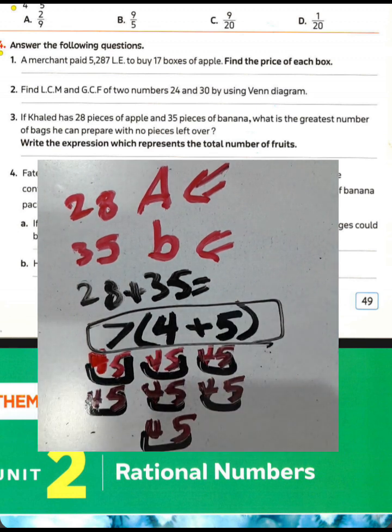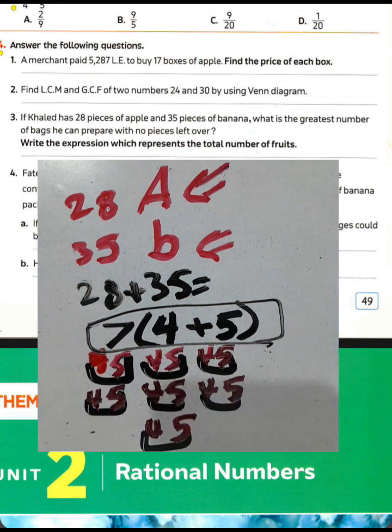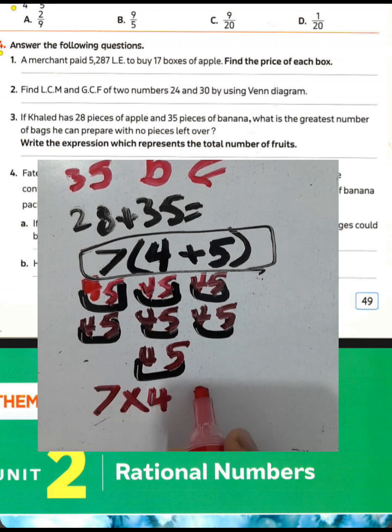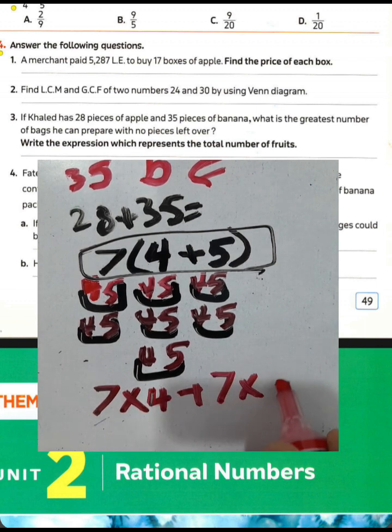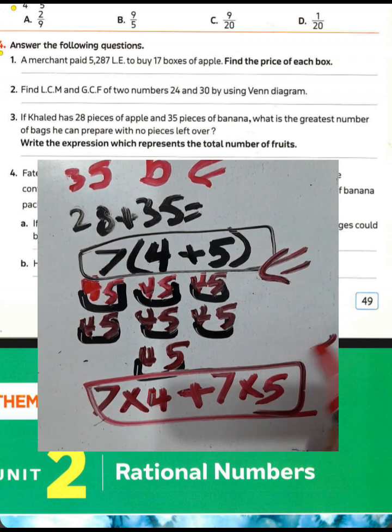Then the expression, look here. Write the expression which represents the total number of fruits. We can write 7 and open parentheses here, or you can write 7 times 4 plus 7 multiplication by 5. You can use this expression or this expression as you like.